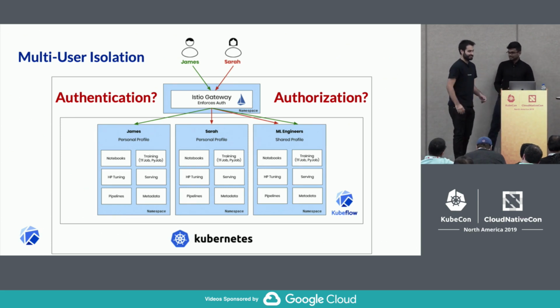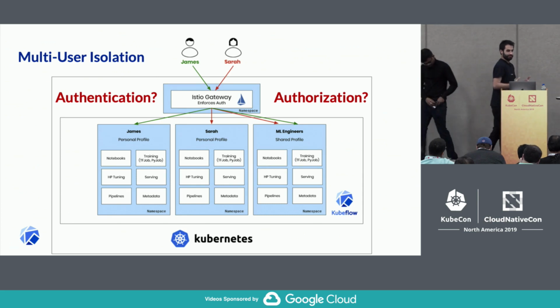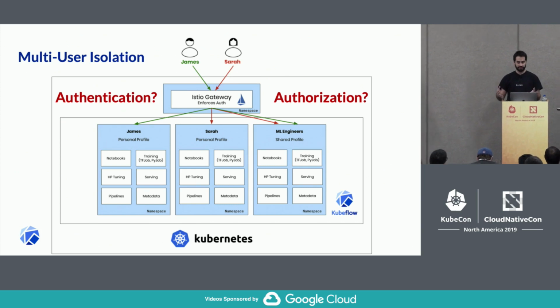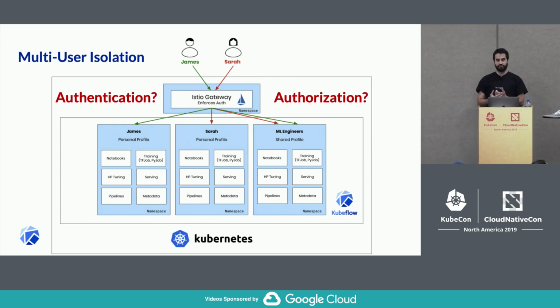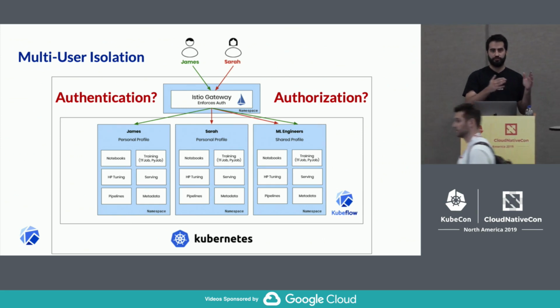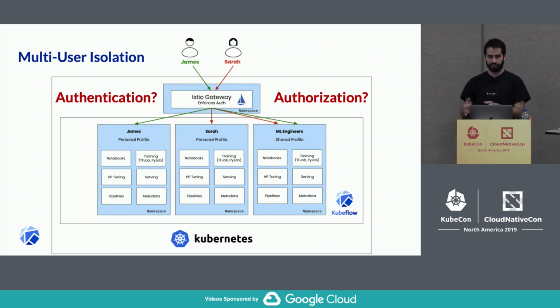Thanks a lot, Krishna. So overall, we have Kubeflow, a machine learning platform on top of Kubernetes. And we need a Kubeflow cluster to be used by multiple people, by multiple users, by multiple teams, by multiple projects. So how do we go about doing authentication and authorization?